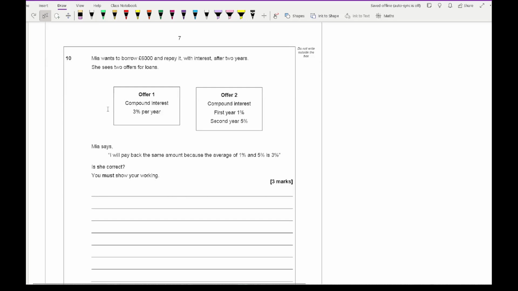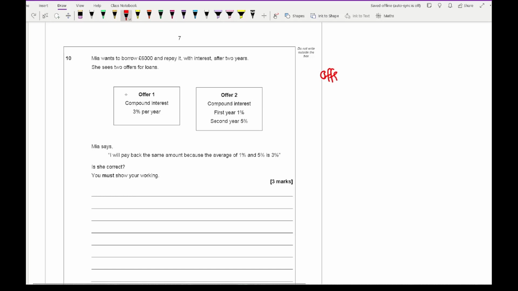Looking at question 10, it says Mia wants to borrow £6,000 and repay it with interest after 2 years. She sees 2 offers for the loan. Offer 1 is compound interest, which tells me what topic this question relates to, giving a compound interest of 3%. And offer 2 is compound interest, where the first year is 1% and the second year is 5%. Mia is saying that she will pay back the same amount with both offers, and we need to check whether she is correct. So let's have a look if she is.